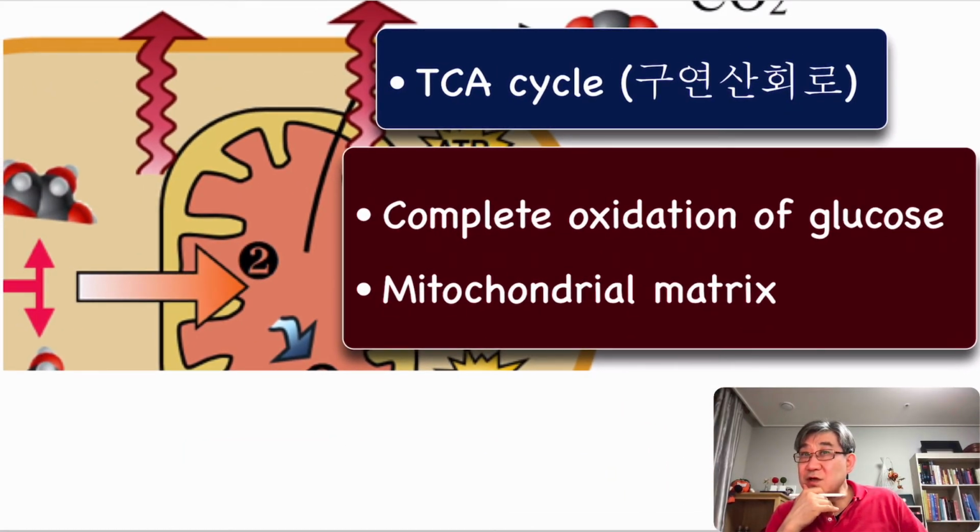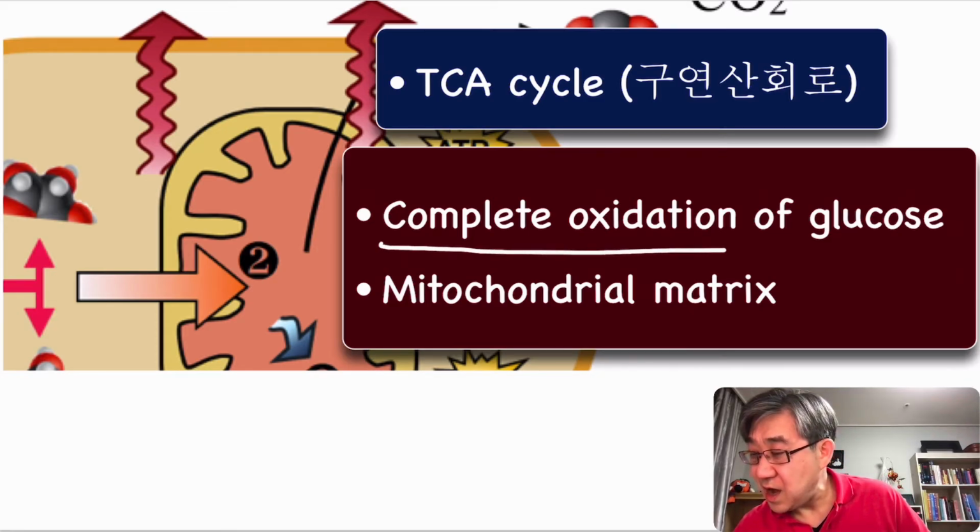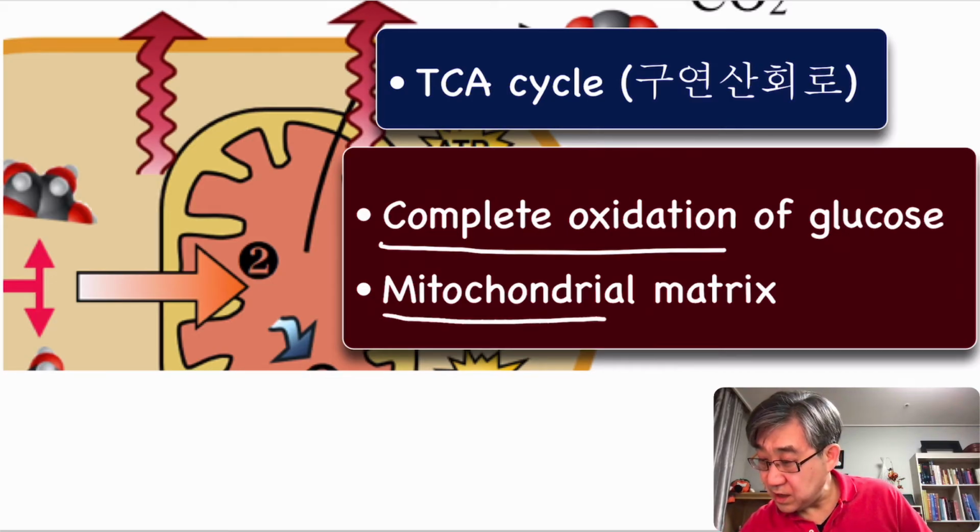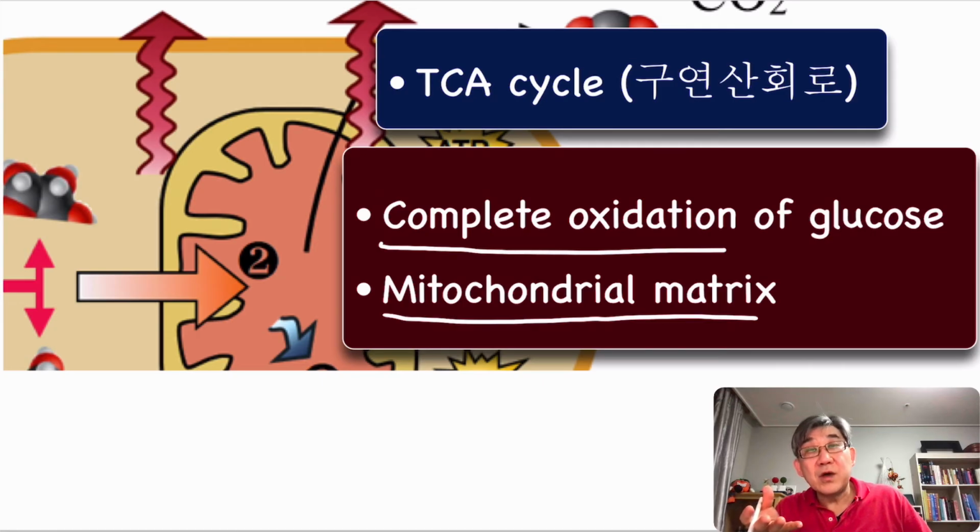So what we can summarize for this second stage of the reaction is that it is not partial anymore. For this carbohydrate, the glucose molecule, it is a complete oxidation of glucose. Like I said, it's gone, it's finished, it's burned out completely. And this mitochondrial matrix is the location of this reaction. It takes place in the mitochondrial matrix.